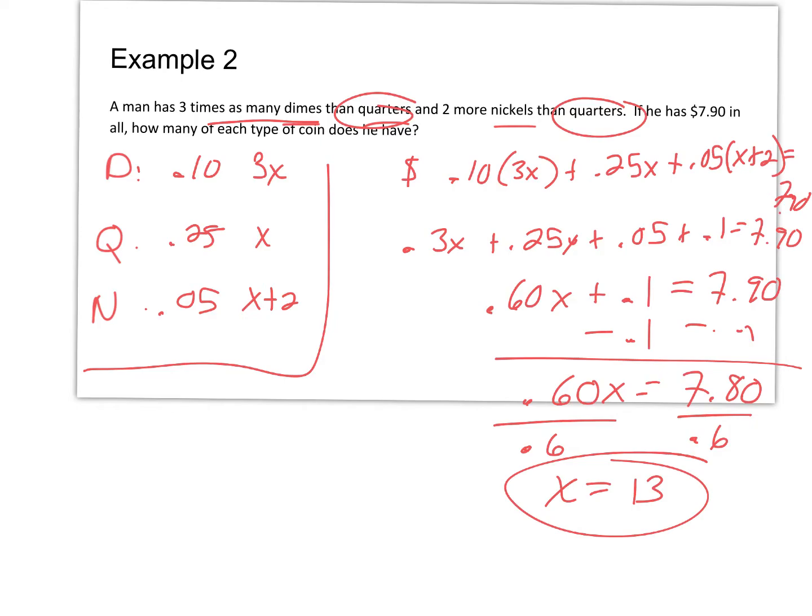Okay, so now we're going to go back. x is 13. Adding 2 to this is 15. 3 times 13 is 39. All right, so there's that one. So let's go to the next one.